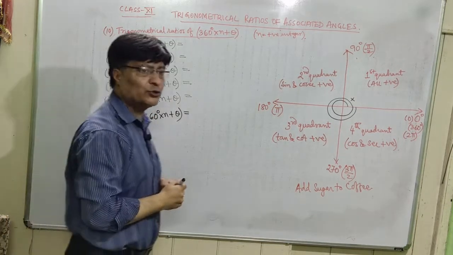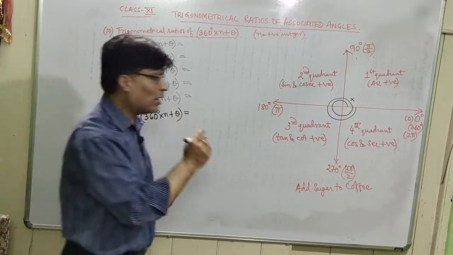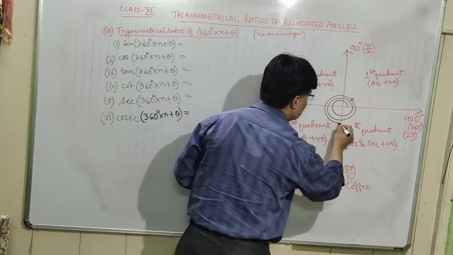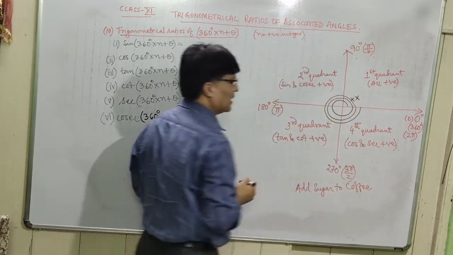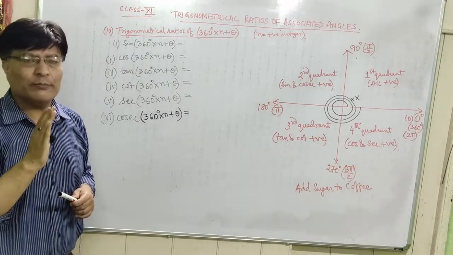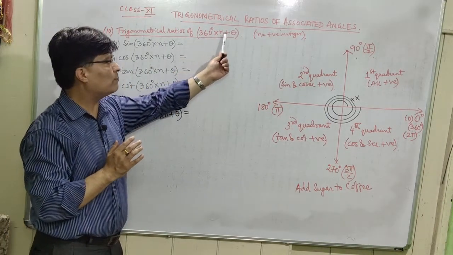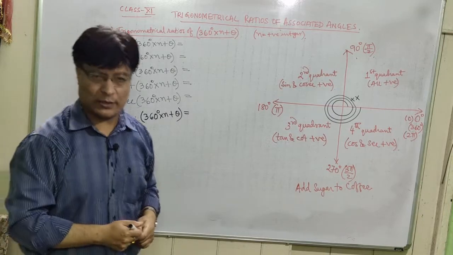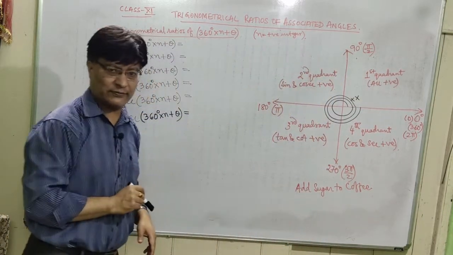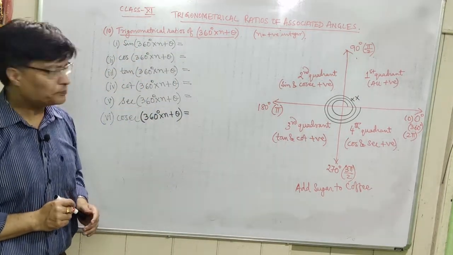If you put n is equal to 3, that means 360 degree into 3, 3 rounds. So there is 1 round, 2 rounds, then 3 rounds plus theta. So it always lies in the first quadrant. Whatever may be the positive integral values of n, 360 degree into n plus theta always lies in the first quadrant. And in the first quadrant, all the trigonometrical ratios are positive.